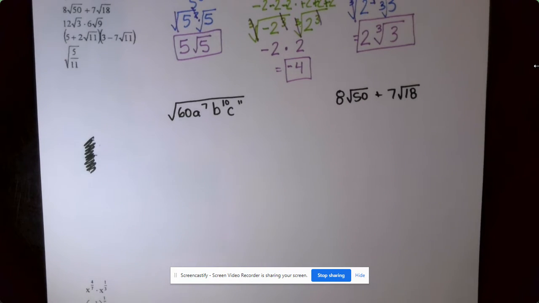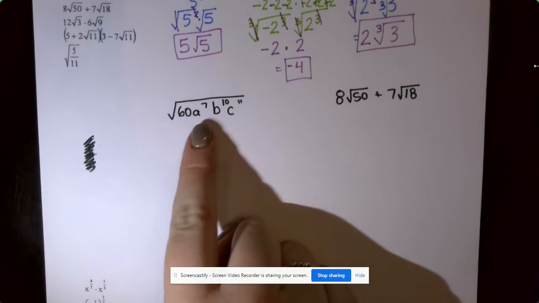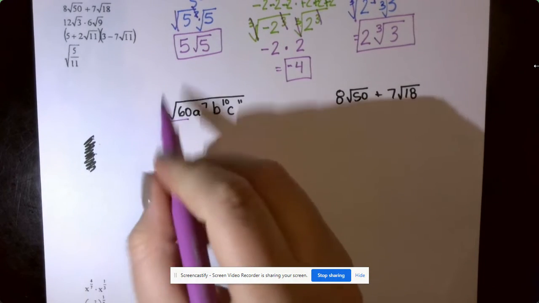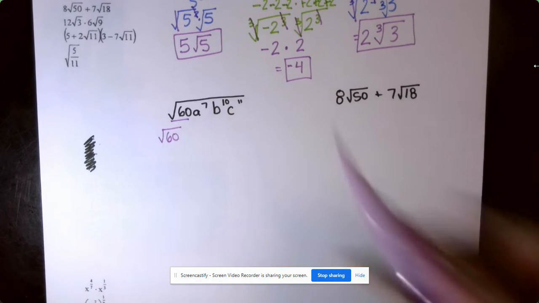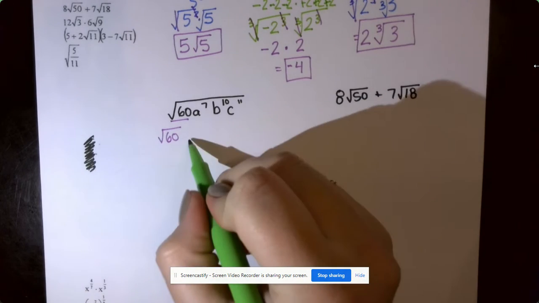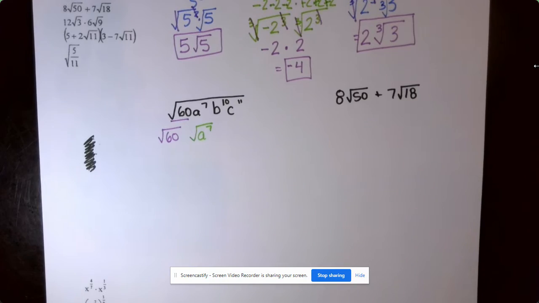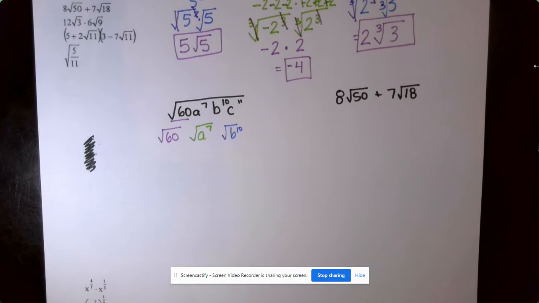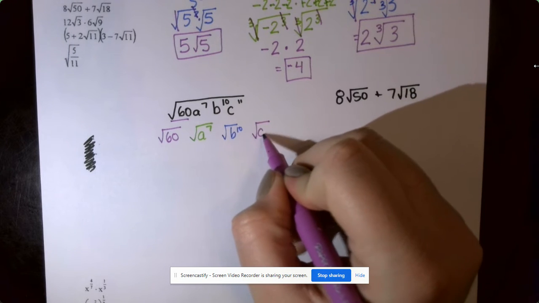So let's talk about what happens when you've got variables in your radical. I like to separate it and deal with the square root of 60 by itself, the square root of a to the 7th, the square root of b to the 10th, and then the square root of c to the 11th.